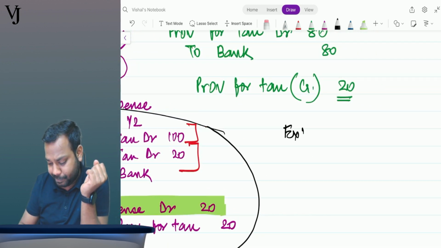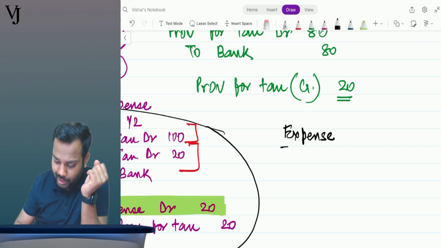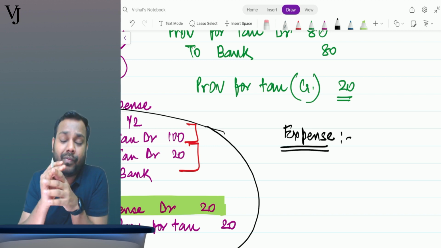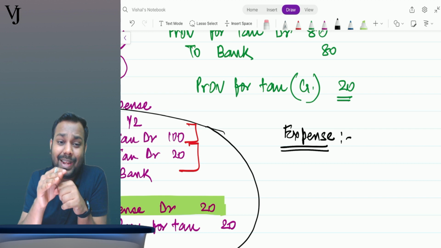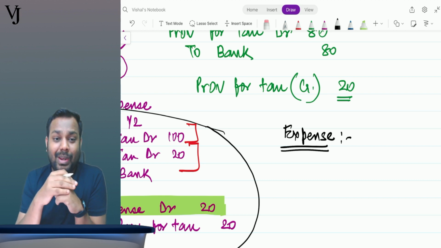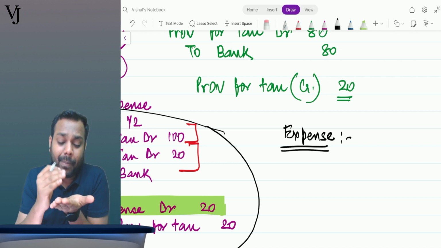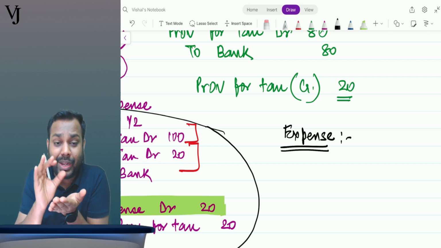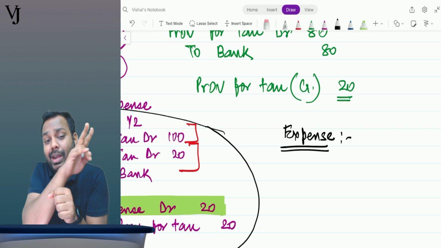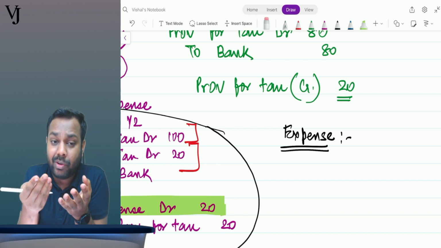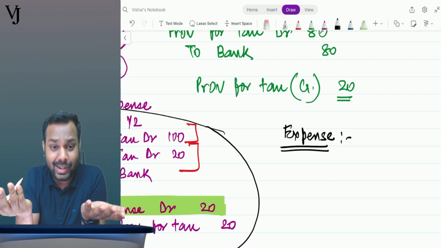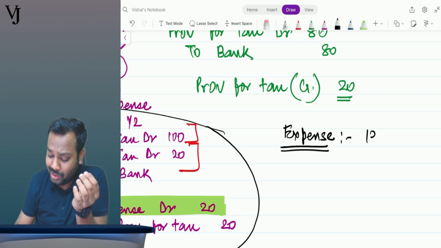Now, understand. If you have to make a provision of 150 in the current year, and 20 is already lying in the opening balance, what is the provision that you will make? You need a provision of 150 in the current year, 20 is already there in the opening balance, so the provision you will make is 130. So your expense will be 130 in that case.